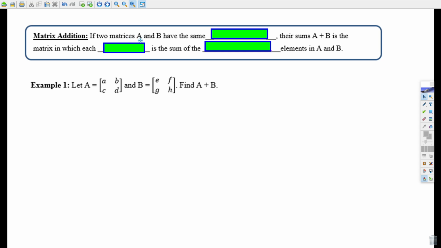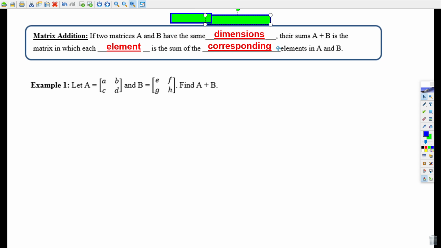Matrix addition. If you have two matrices, capital A and capital B, as long as they have the same dimensions, which you should know what that means by now, their sum, A plus B, is the matrix in which each element is the sum of the corresponding elements in A and B. That just means we match up the right row and column, add those two numbers together, and put the result in the same row and column. So we add the same elements in the two matrices. That's why they have to have the same dimensions, otherwise they won't match up.